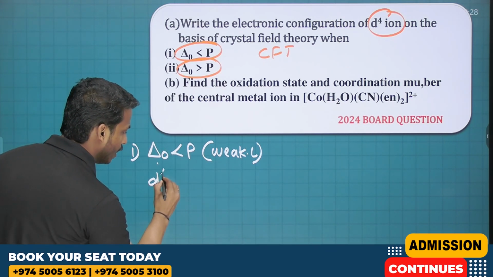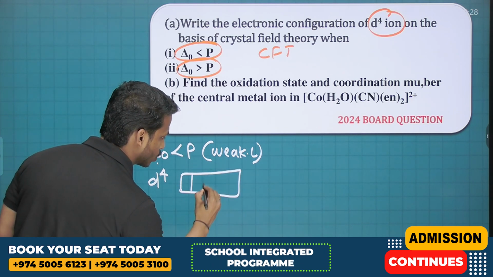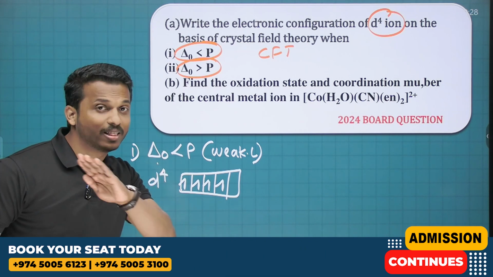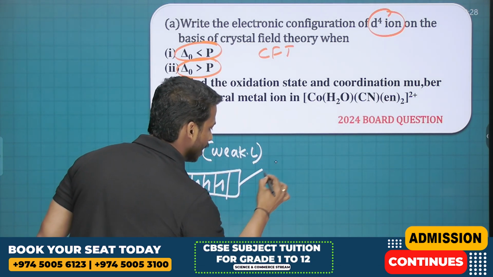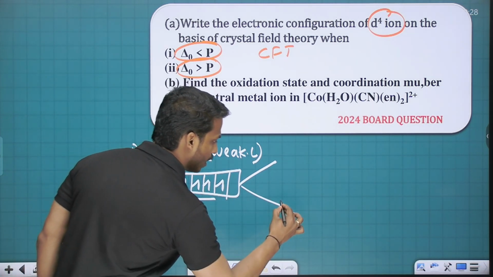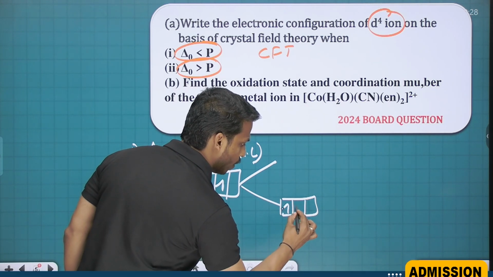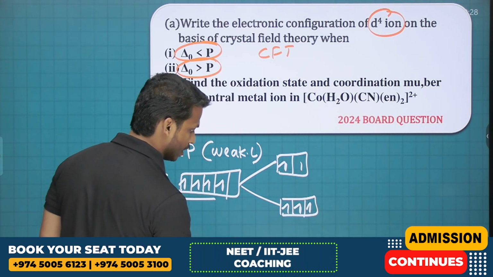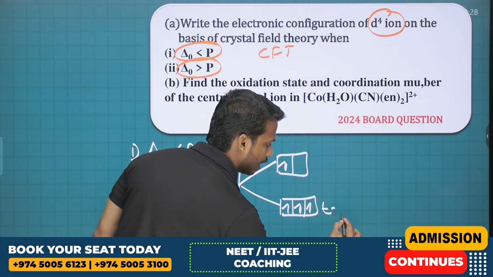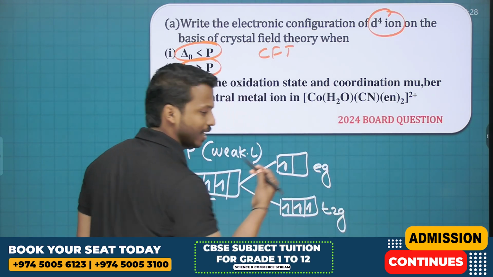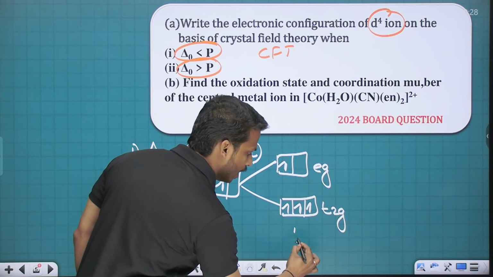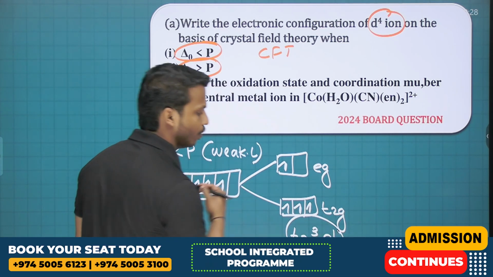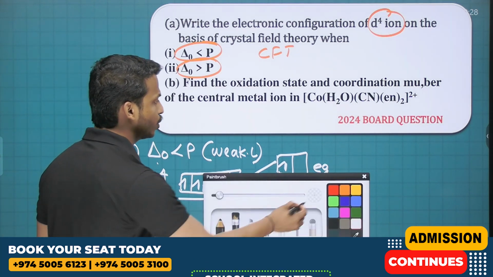What is our system? d4. You know, d4 we can draw like this: 1, 2, 3, 4. Weak ligand means no pairing happens, so directly we can split them. First 3 put it down, they contain 3 electrons. Last 2 orbitals up. What are these orbitals? This is t2g and this is eg. How many electrons in t2g? 3 electrons. So t2g3 and eg contains 1 electron. This is the answer. And one more question is there.